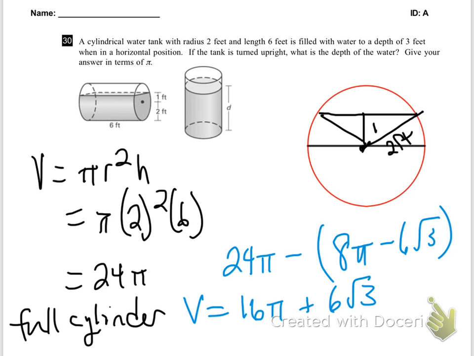If the tank is turned upright, what is the depth of the water? Well, now we have a more traditional cylinder. Makes life easier. The volume of a cylinder is, of course, pi r squared h. The area of the base is pi r squared. The radius is 2, so that's 4 pi. So now we need to take this volume and divide it by 4 pi to get the depth.